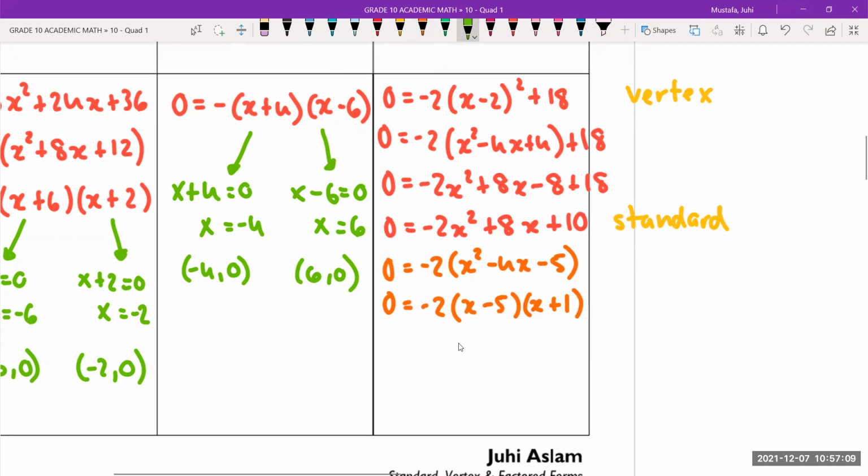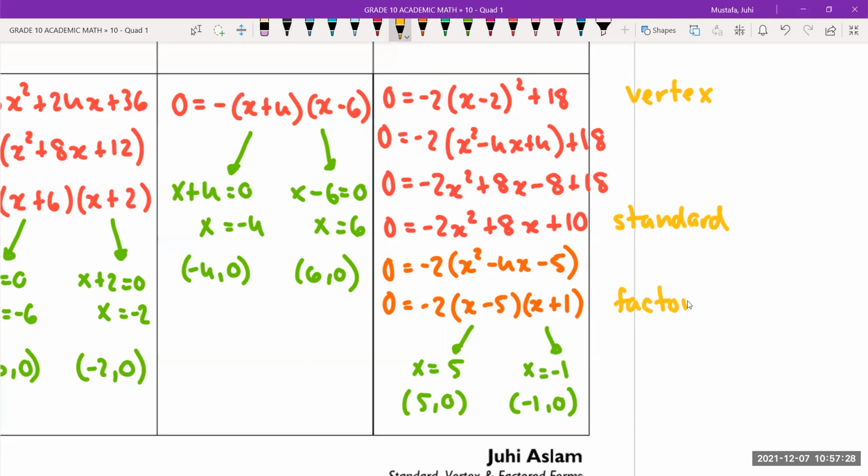All right, and now I think we've done this enough that we know this is just going to be x is equal to 5. So our point is going to be 5, 0. And this is going to be x is equal to negative 1. So this point is going to be negative 1, 0. And just so we're clear, this is factored form.